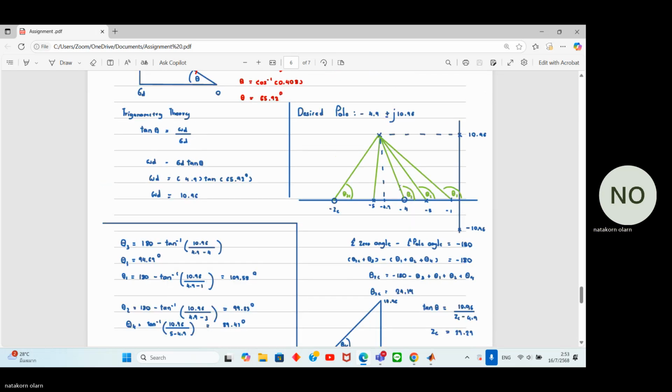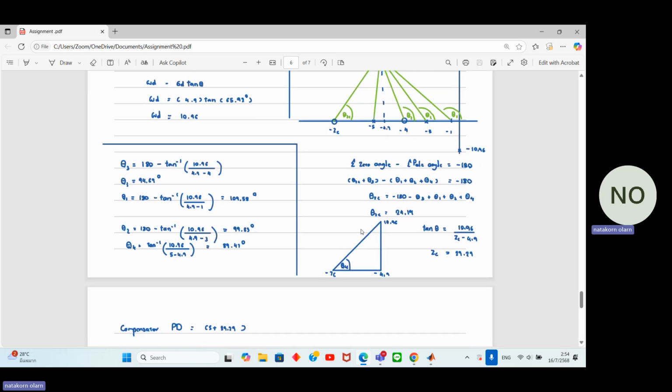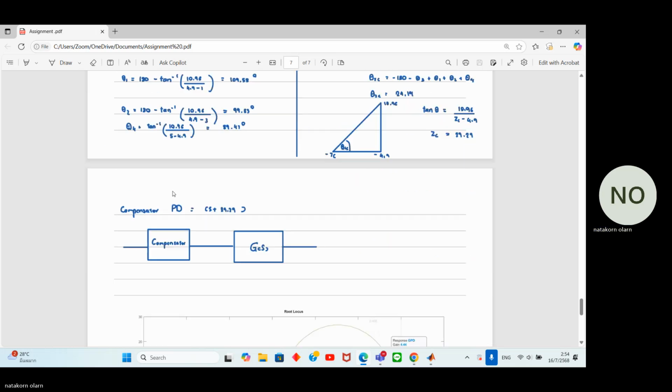So this is where I calculate the zero point by root locus theory. This uses the knowledge about trigonometry, and then I get the zero point, which is 29.29. Yes, the compensator of the PD is S plus 29.29, which is multiplied with the system function.